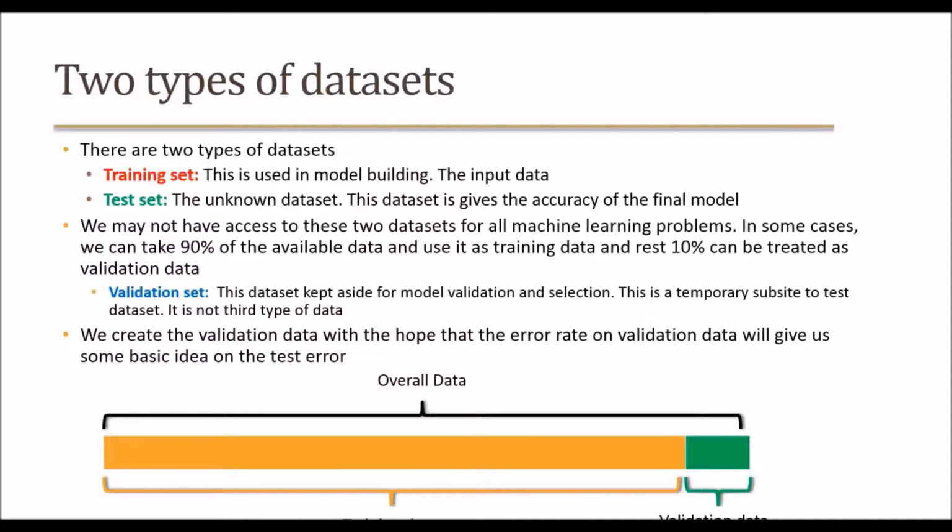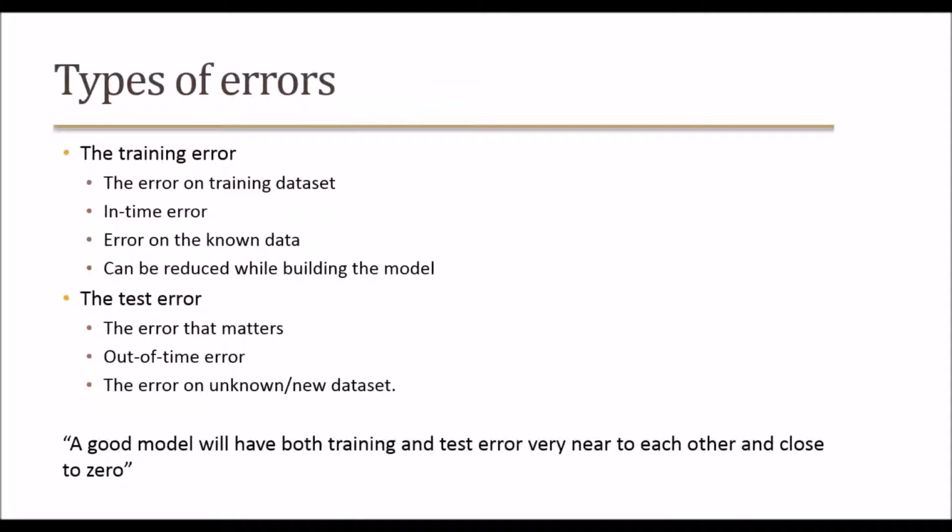So once we have the training data set and validation data set, we build the best model on the training data set, see its accuracy, and call it the training error. Then we look at the error on the test data set and call it the test error. There are two types of errors, just like the two types of data sets. Training error is the error that we have been calculating till now, the error on the training data set. It is also known as in-time error.